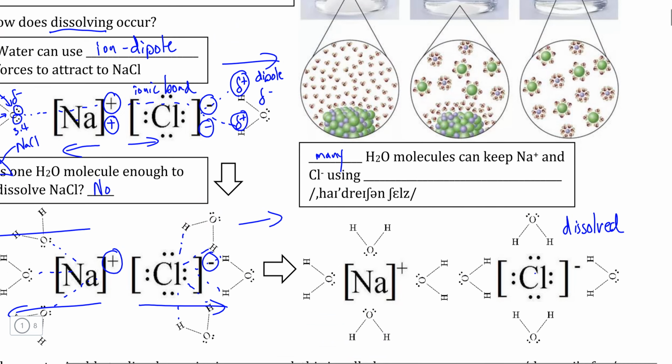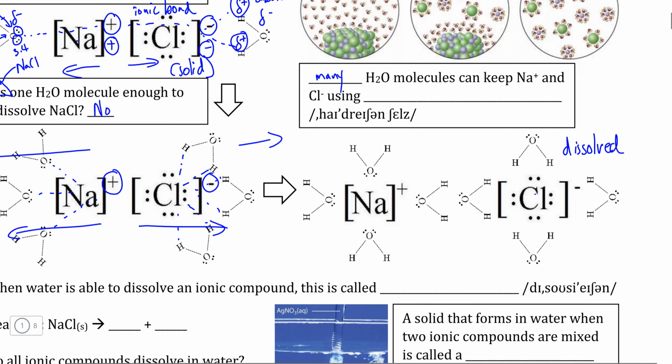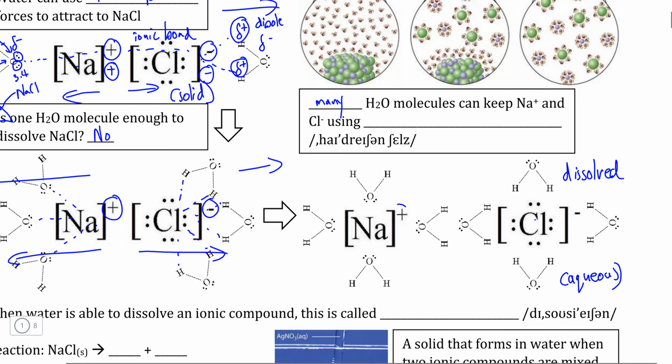Therefore, if we want to put states of matter next to each of these, when the two ions are present, this would be what NaCl looks like in its solid form, the salt crystals, if you will. But when the two ions have become separated by water, this is what NaCl would look like when it is in its aqueous form.